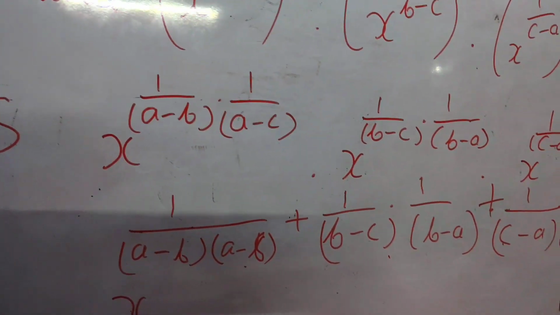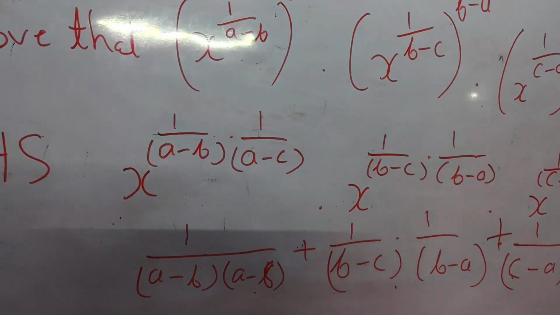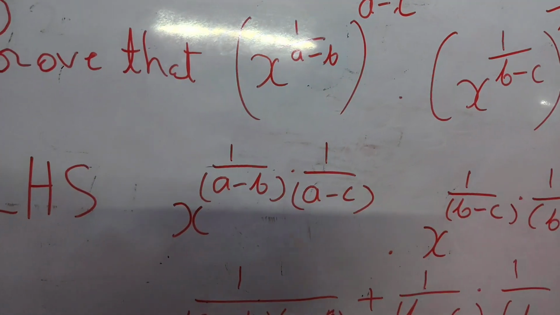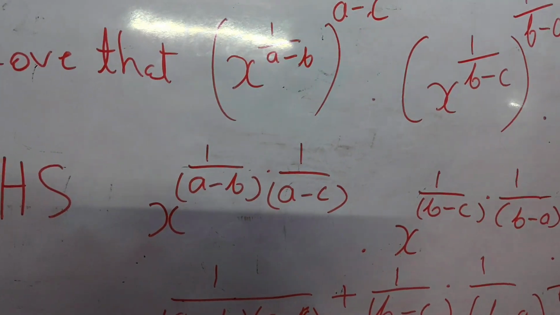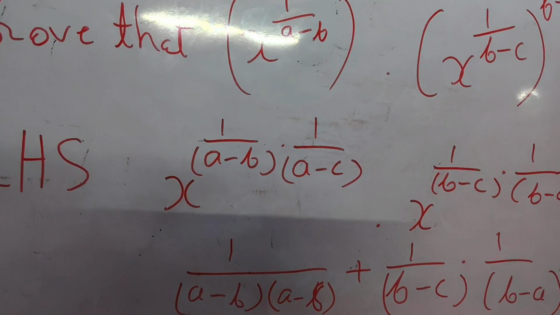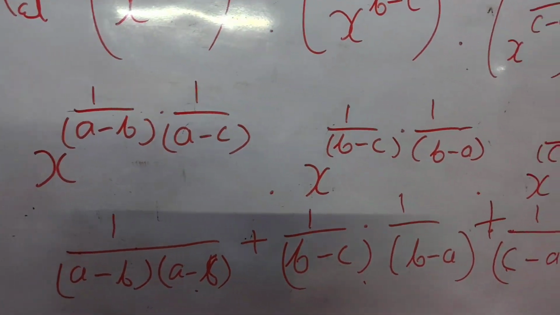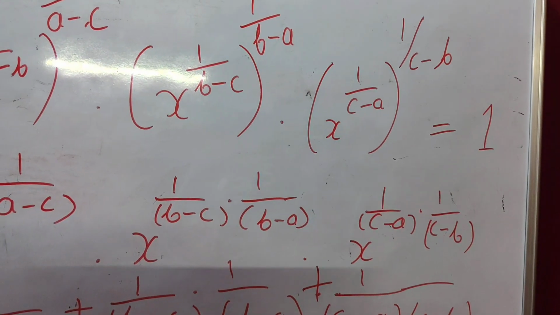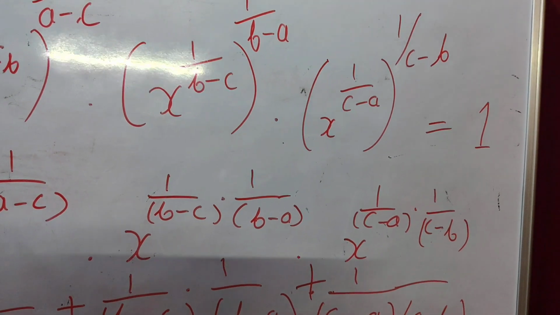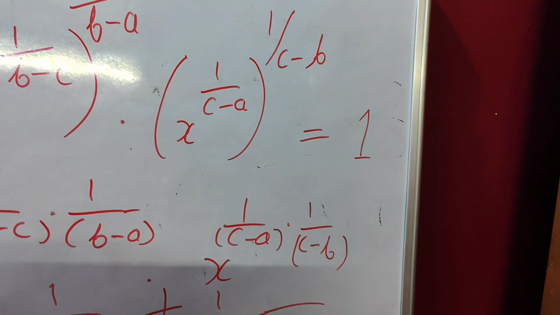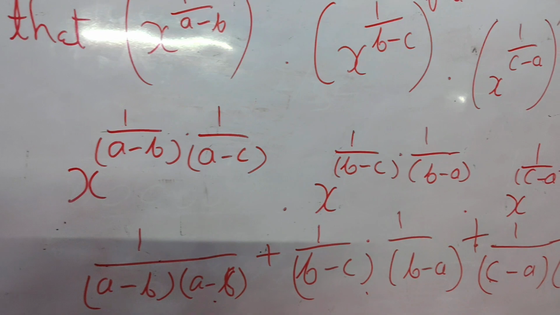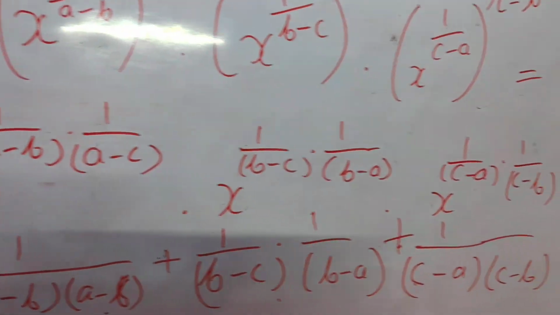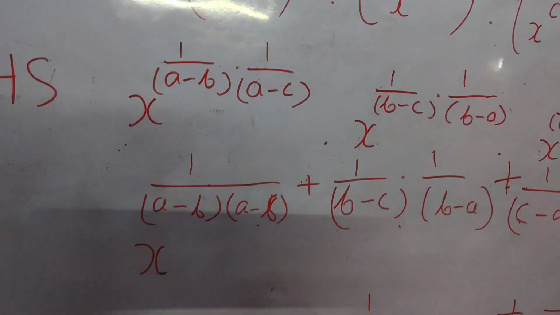We'll take the LHS and we can write power to the power, so it will be multiplied. So we can multiply x to the power 1 by a minus b into 1 by a minus c, and this becomes x to the power 1 by b minus c into 1 by b minus a. Similarly, this 1 by c minus a into 1 by c minus b. Now since all are x, the same x into x into x, we can add the power.